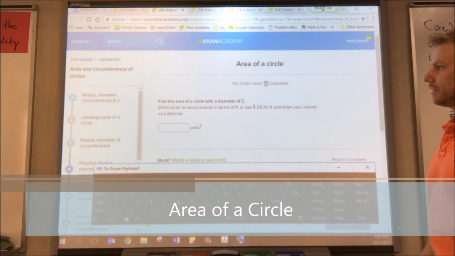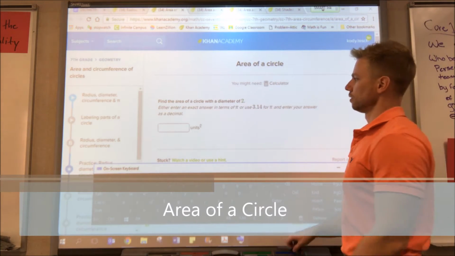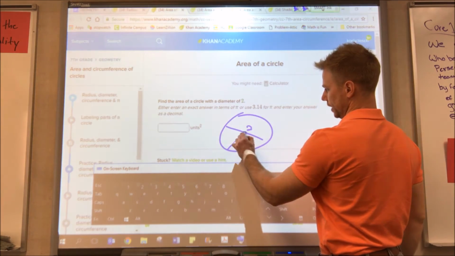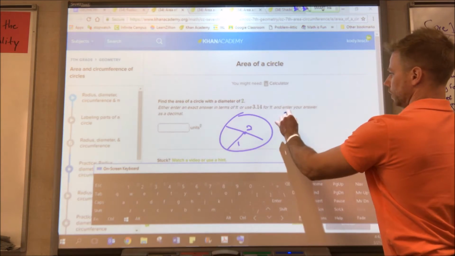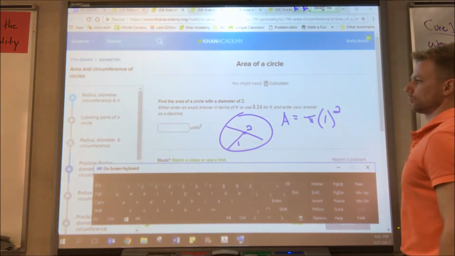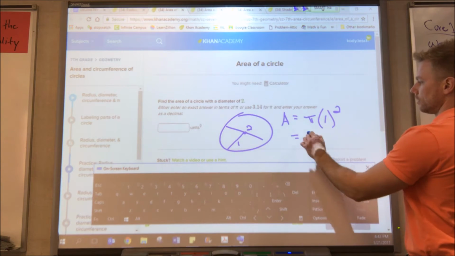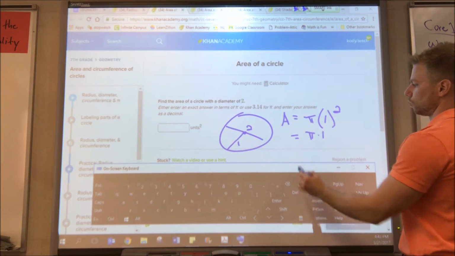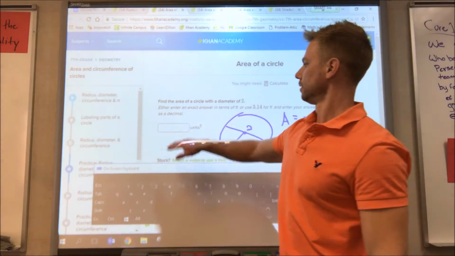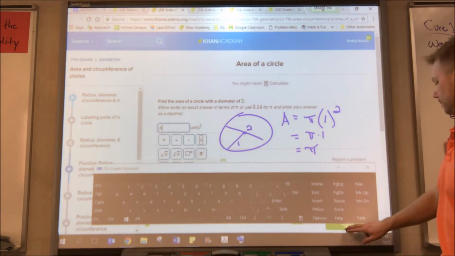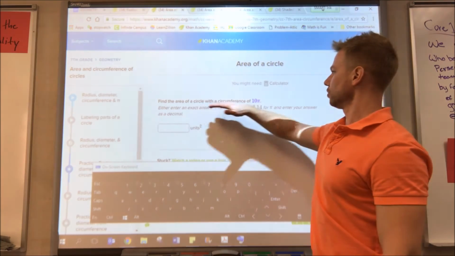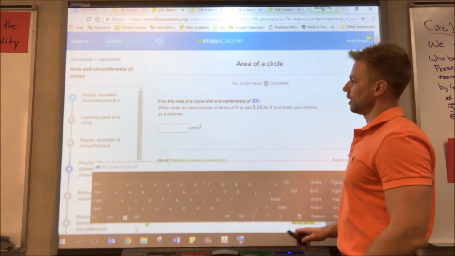Okay, our second link, find the area of a circle with a diameter of 2. So the diameter is 2, which means the radius would be 1. So I'm going to use my area formula. I plug in 1 for the radius. 1 squared is 1 times 1, which is just 1. Pi times 1 is simply pi. So my answer is just pi. Good.